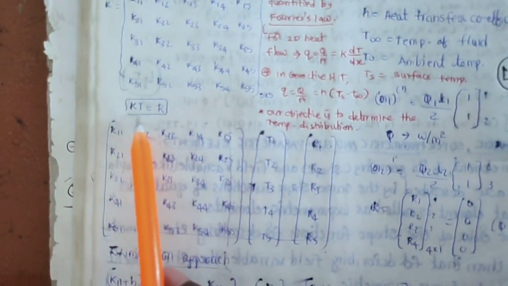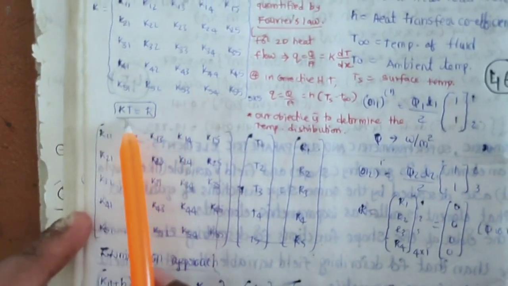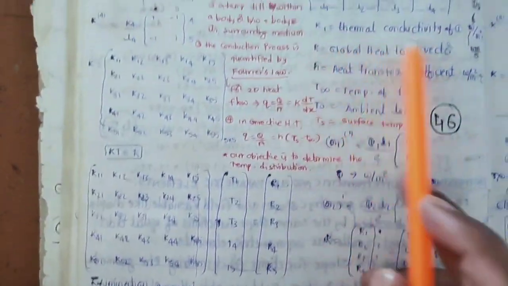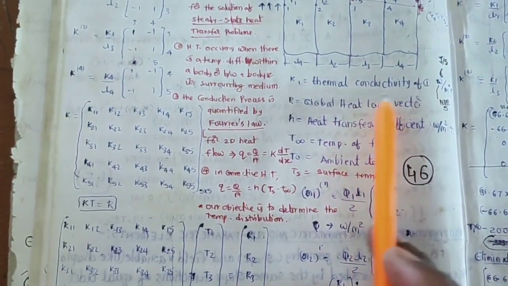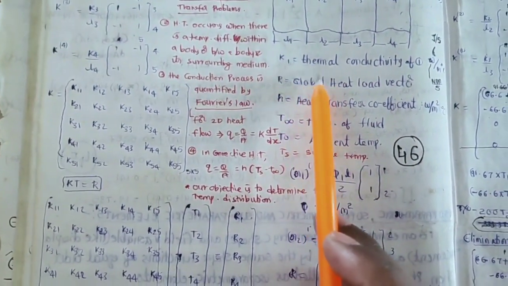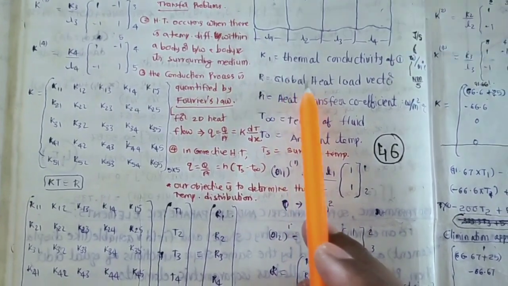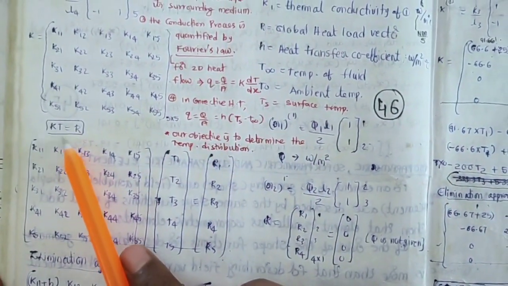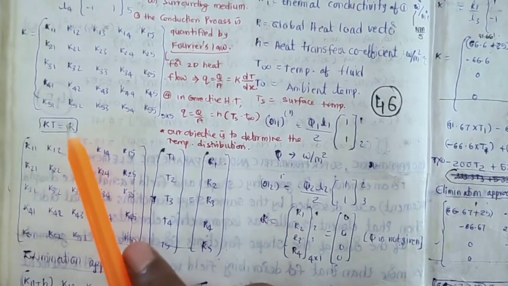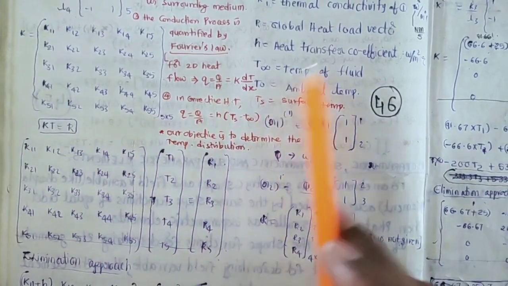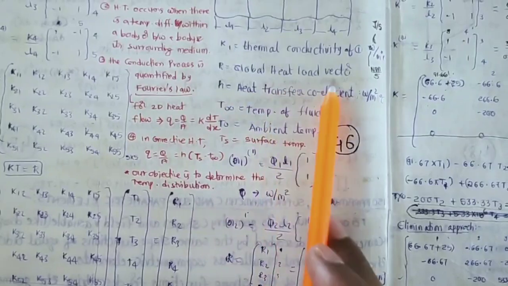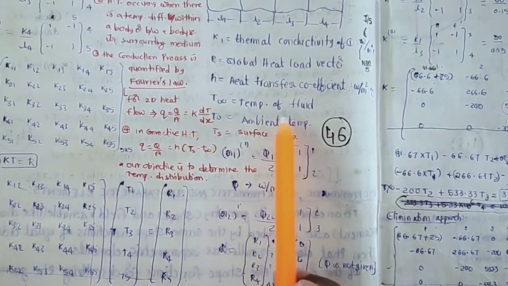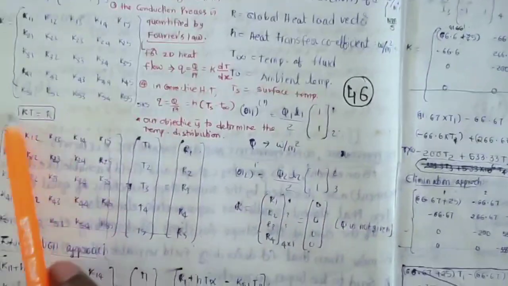KQ is equal to F, but here KT is equal to R. Here K is the thermal conductivity, and we have to add all of K1, K2, K3, K4 to get the capital K. T is the temperature vector, and R is the global heat load vector. So from this you find that KT is equal to R.